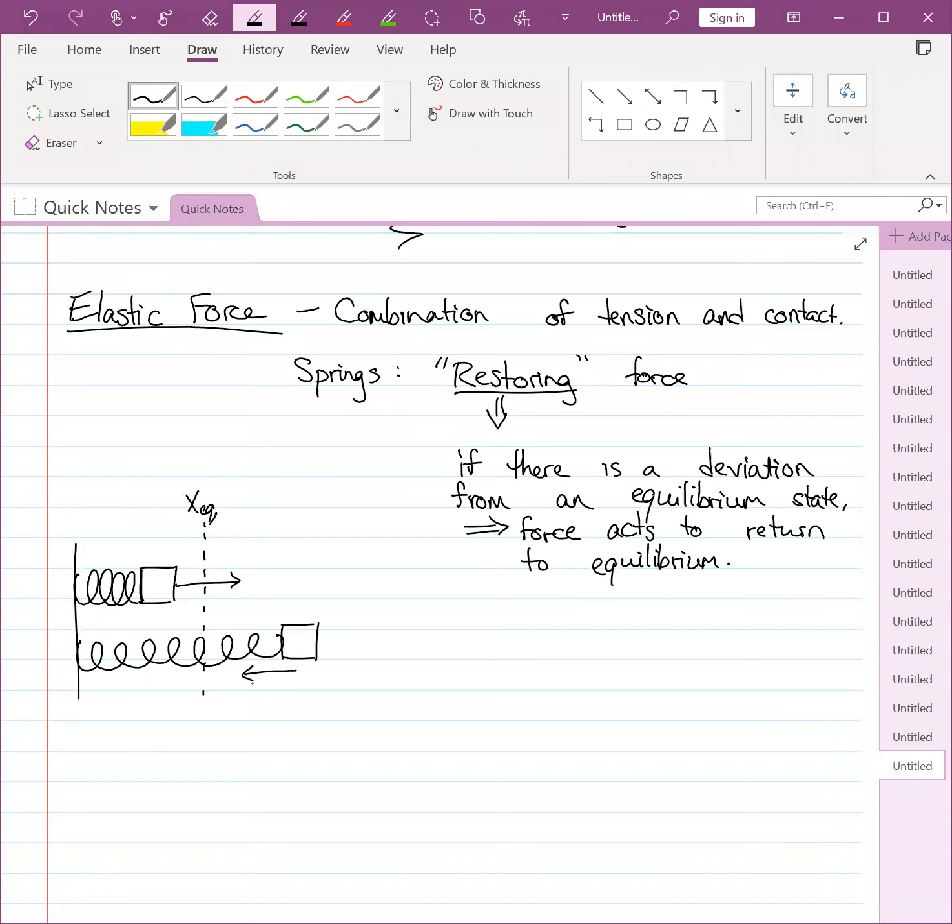There is some place where the force is zero. And if the object that's experiencing the force moves away from that place, then the force will point in a direction going back to that equilibrium place. So we can actually describe mathematically the force that ideal springs produce. Let's say that this distance here, the distance between the object and the equilibrium position, let's call that delta x. It's just a length.